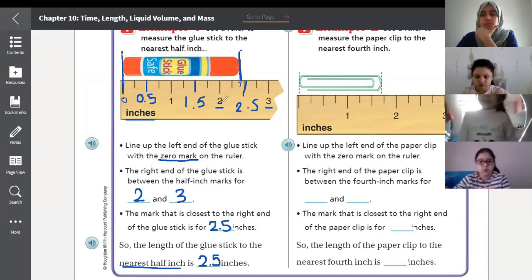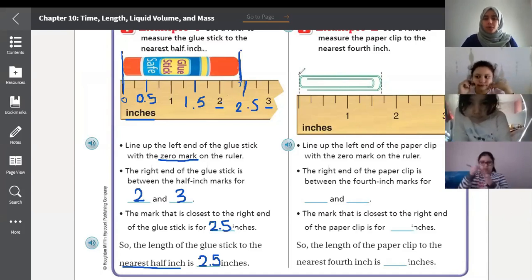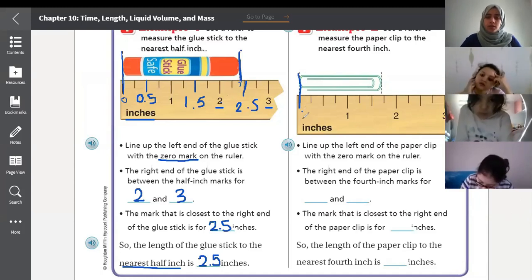Someone's writing here in the chat box. So for the second one, we are measuring a paper clip. Notice how, again, the paper clip starts at 0 inches because we need to make sure the measurement is accurate.